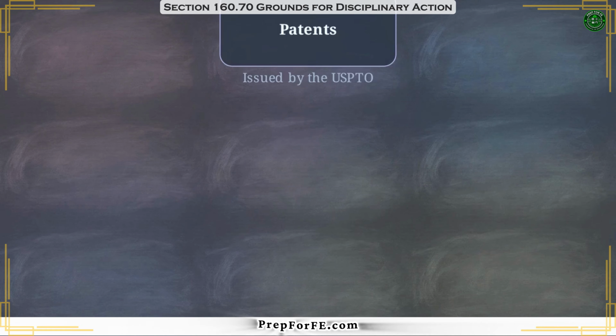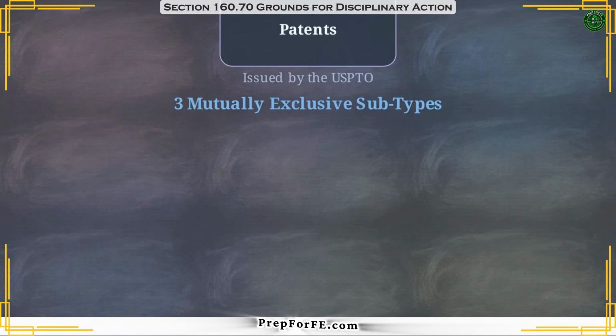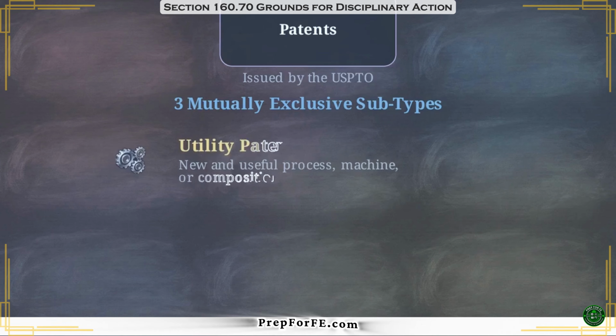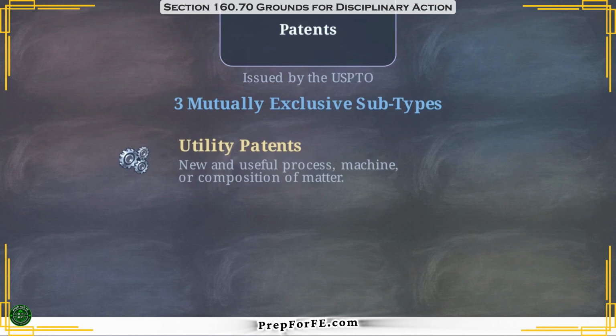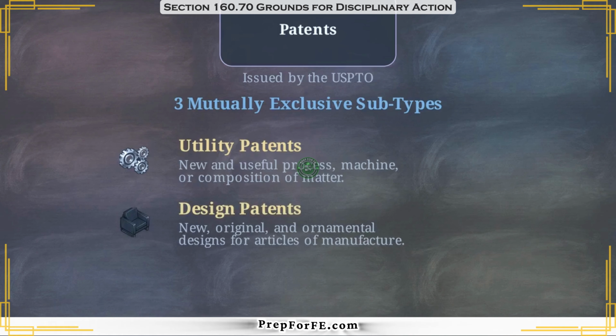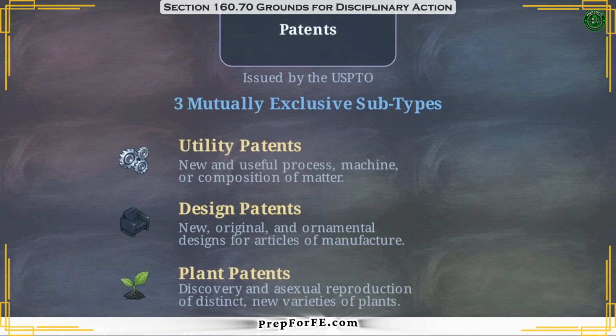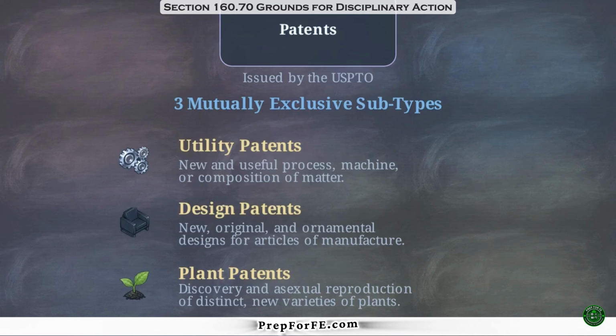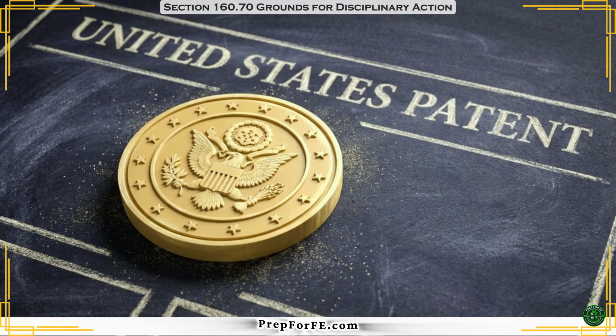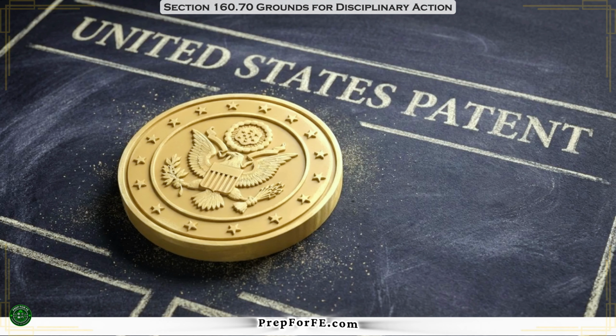the required maintenance fees. Within this window, you must be able to classify inventions into three mutually exclusive patent subtypes. First, utility patents may be granted to anyone who invents a new and useful process, machine, or composition of matter. Second, design patents protect new, original, and ornamental designs for articles of manufacture. Finally, plant patents are granted for the discovery and asexual reproduction of distinct new varieties of plants. Patents are the only framework providing a hard-capped property right directly over functional or ornamental inventions.